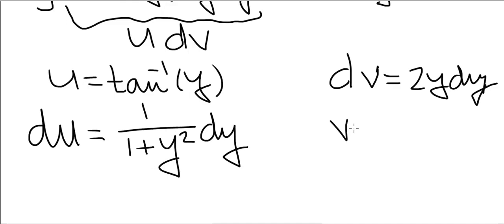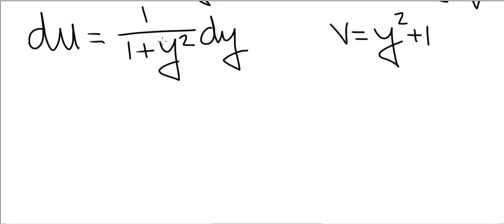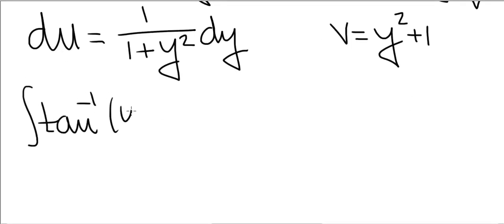Now v, normally we would let v be y squared because the derivative of y squared is 2y. But because we have to multiply v by du, we see that if we add 1, it will make the second integral a lot easier to evaluate. We are allowed to add any constant that we want because the derivative of y squared plus 1 will also be 2y.